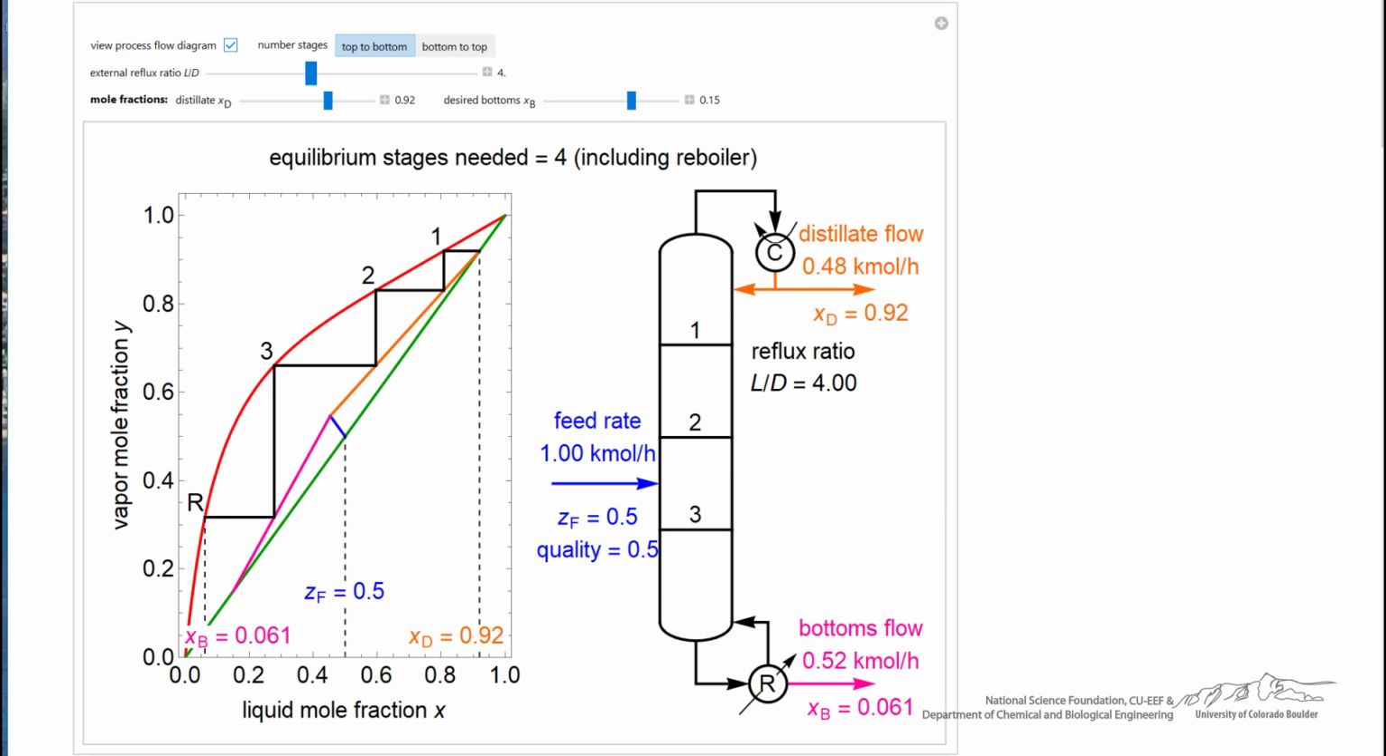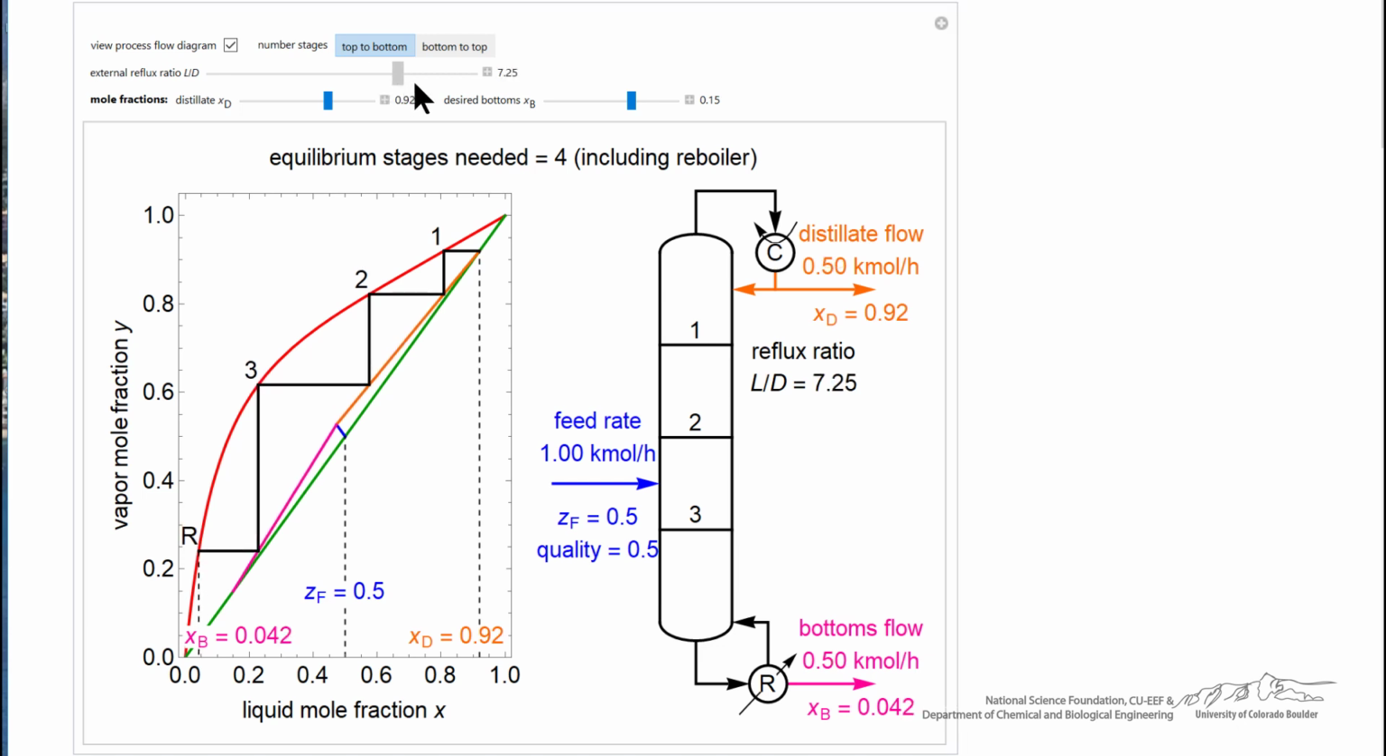In addition to changing the mole fractions of the distillate and the bottoms, I can change the external reflux ratio. And what that refers to is the liquid flow rate entering the column divided by the distillate flow rate, what we're collecting and leaving. Remember, this is a complete condenser. So as I increase this, you can see I get a lower and lower mole fraction for the bottoms, and at some point I would require fewer stages if I have a higher reflux ratio.